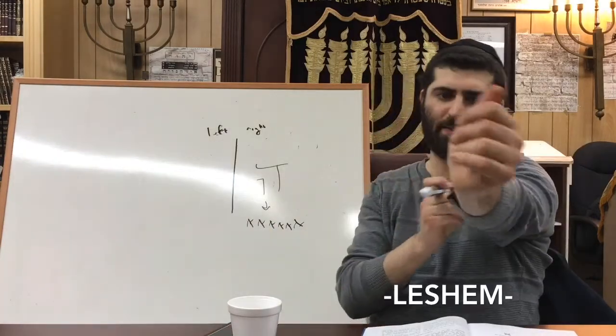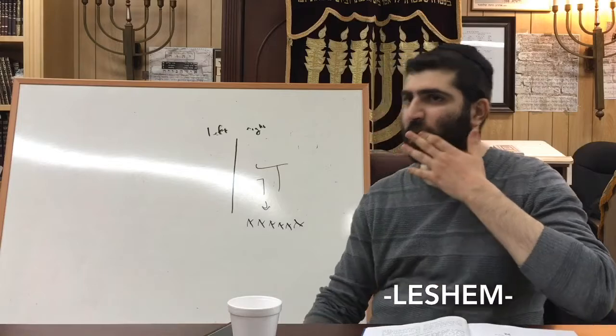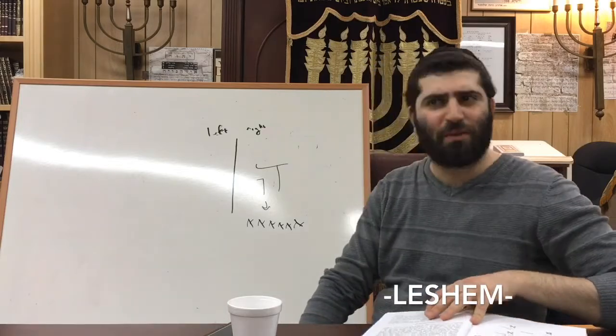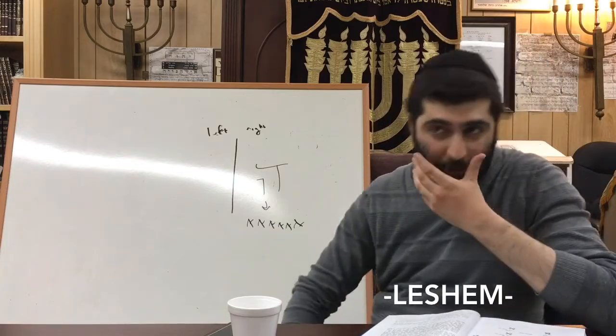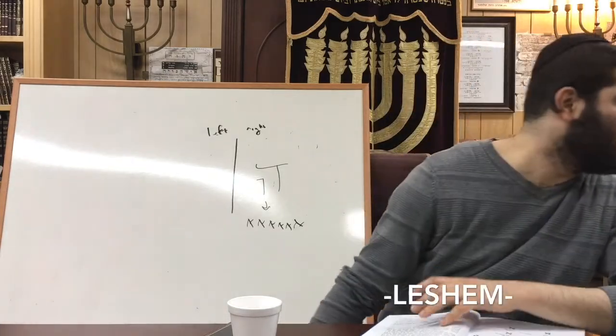Compared to Abba and Ima, it's Dinim, mamash. Compared to the Nukva, it's Chesed. But compared to Abba and Ima, it's mamash Dinim. So Dinim is judgment.